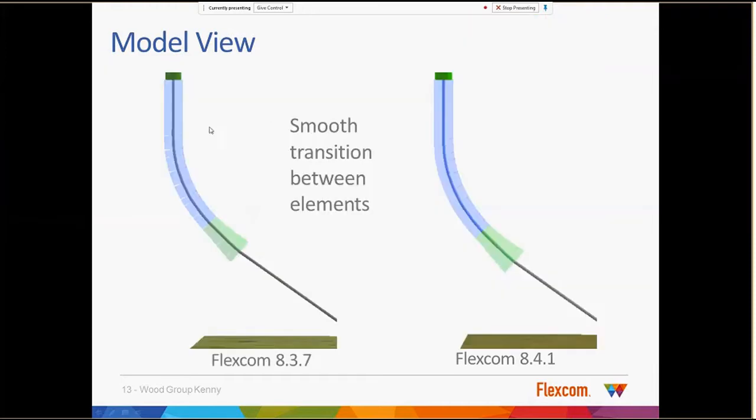Another small feature: if you look at the 837 model view, where you have fairly large diameter elements going around a sharp bend, you'll see that there are little gaps between the elements. So in Flexcom 841 we just added little wedges between cylindrical elements, to smooth that out and make it look a lot nicer.